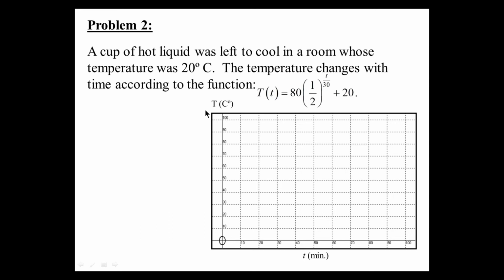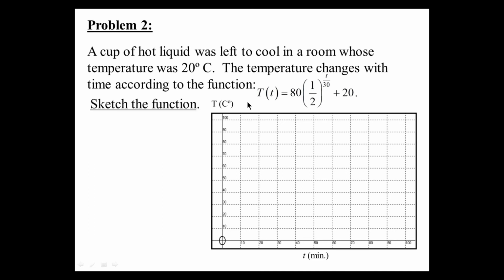Moving on. Next problem. A cup of hot liquid was left to cool in a room whose temperature was 20 degrees centigrade. The temperature changes with time according to the function T of t equals 80 times a half to the t over 30 plus 20, where T is in degrees C and little t is time in minutes. So playing the role of x in this function, we have little t, time in minutes, and playing the role of y, we have T of t. So that would be the y-axis here, temperature, in degrees C.